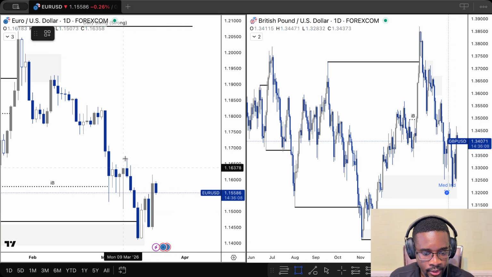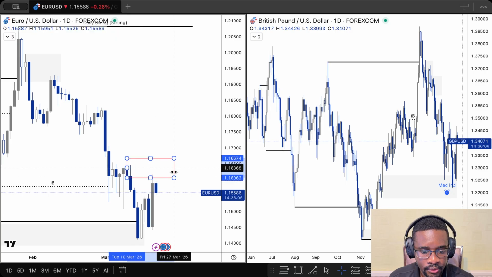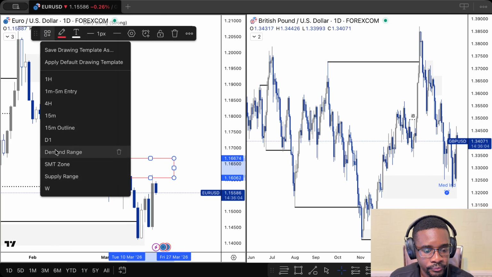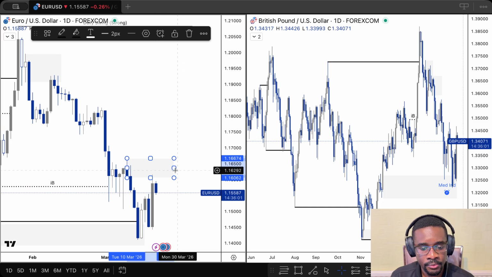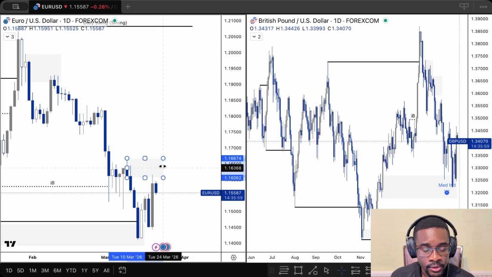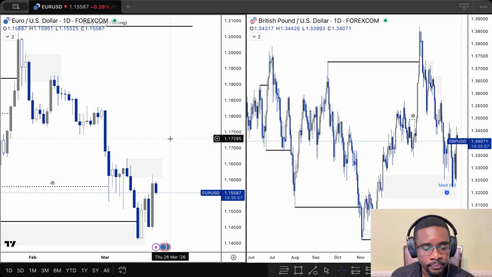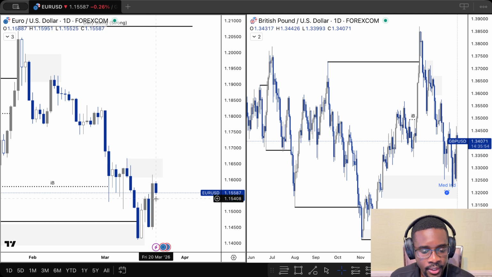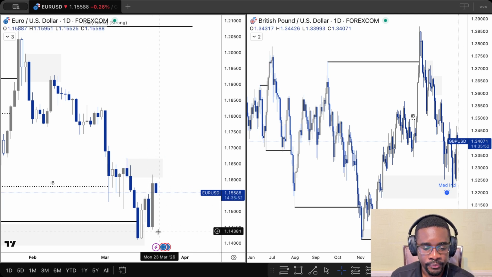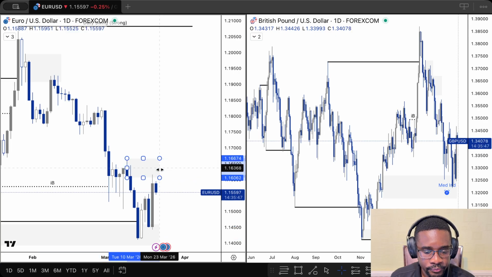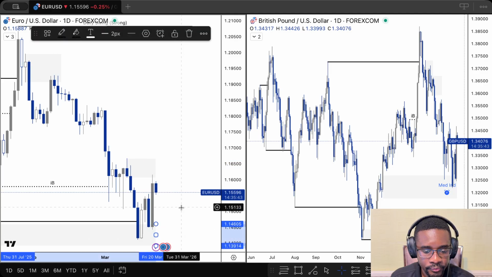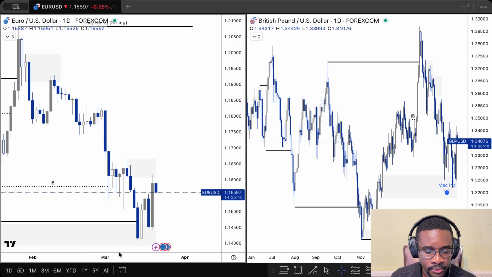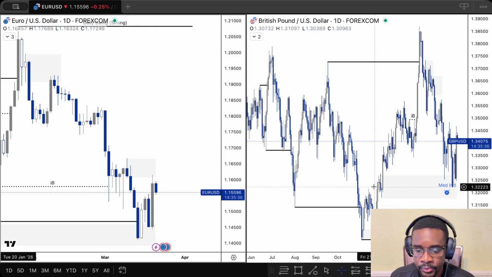So let me just mark it out so that it's clear. So that's our supply range, or our supply area on the daily. So price has mitigated and we're seeing a reaction. And this is the demand, which is still holding. So this is where we are stuck within price.